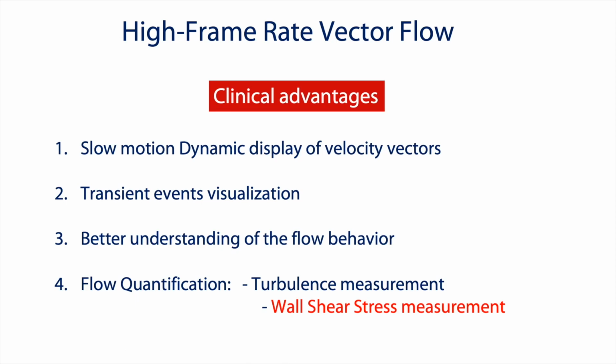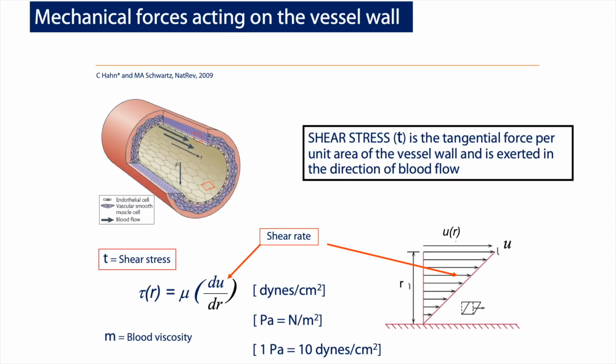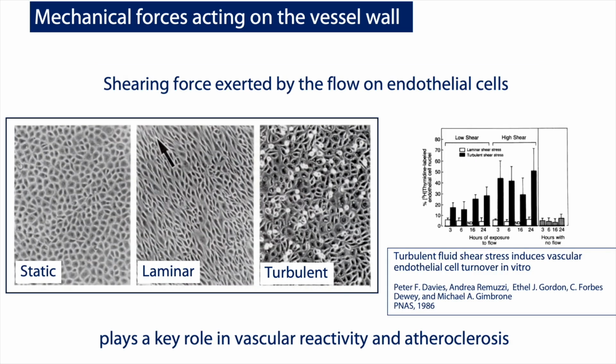To complete the last key point, we will consider the wall shear stress measurement. In this recently published paper, high frame rate vector flow has been proposed to measure wall shear stress. Of the mechanical forces acting on the vessel wall, we will examine shear stress, which is the tangential force exerted in the direction of the blood flow. This force plays a key role in vascular reactivity and atherosclerosis development.